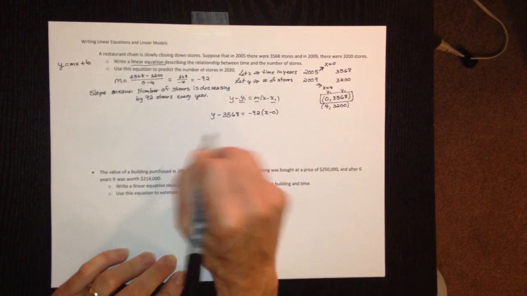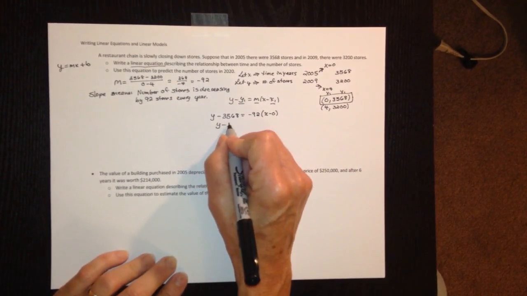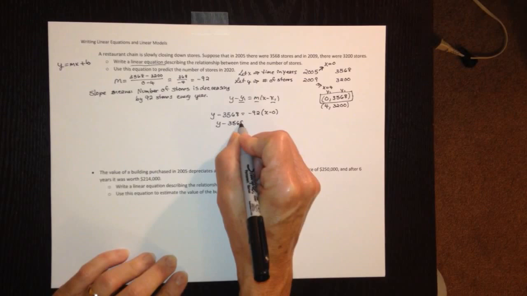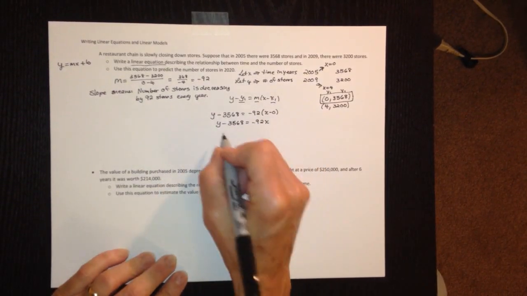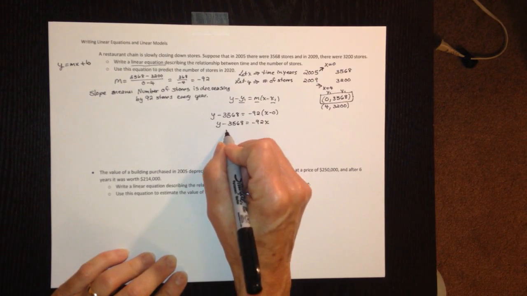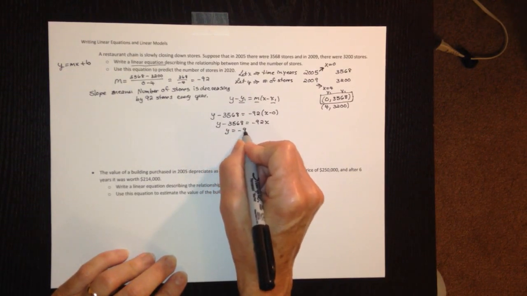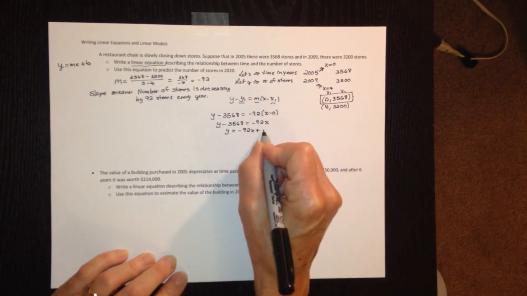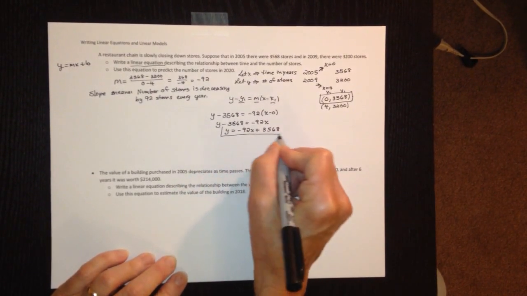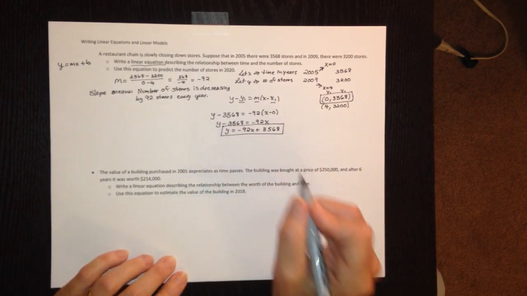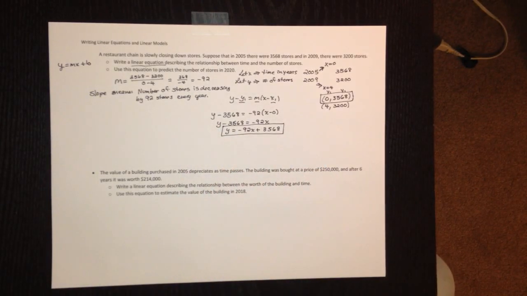I'm going to solve this for y. Y minus 3,568 is equal to negative 92x. I'm going to add 3,568 to both sides and get y equals negative 92x plus 3,568. This is the linear model I've created to describe the relationship between time and the number of stores.